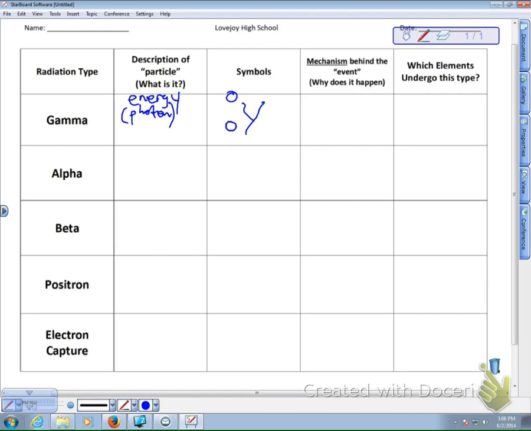The mechanism, why it occurs, is through transitions, and we're going to leave that one as the vaguest. The transitions within the nucleus. Gamma and X-rays really occur with almost every type of radioactive decay. You'll get a little bit of each or both. Which elements undergo this type? More or less all can.